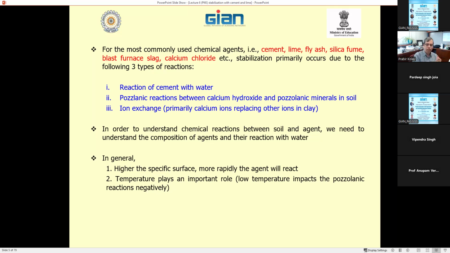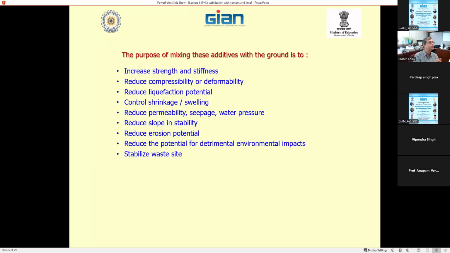So in general, in most cases when the particles are fine, the surface area is more, so the reaction will be more. Okay? Temperature plays an important role. Obviously, the higher the temperature, the more the reaction. We'll talk more in geopolymer soil stabilization. Low temperature impacts the pozzolanic activity reaction negatively, so we need higher temperature for more chemical reaction.